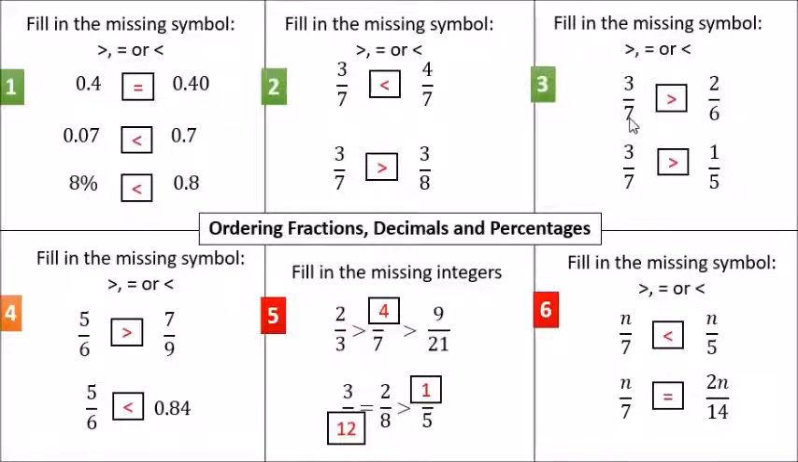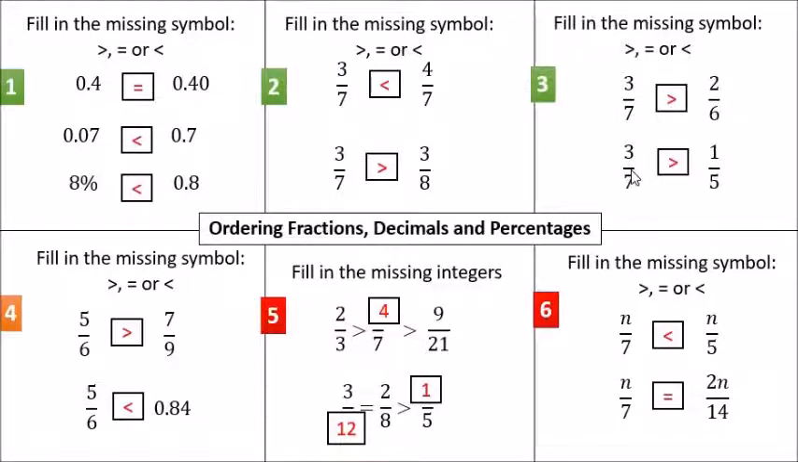So here, 7 and 6 don't have any common factors. We can just multiply them together to get a common denominator of 42. So multiply these by 6, then we get 18 over 42. These by 7, we get 14 over 42, so this is bigger.